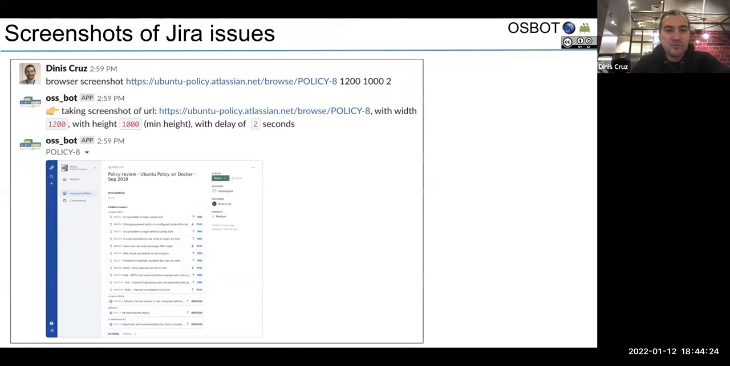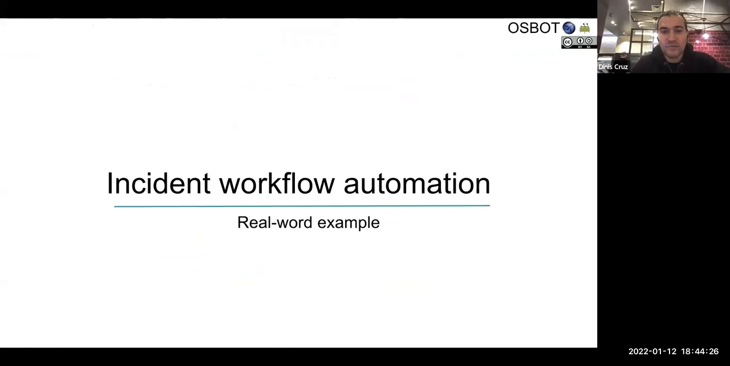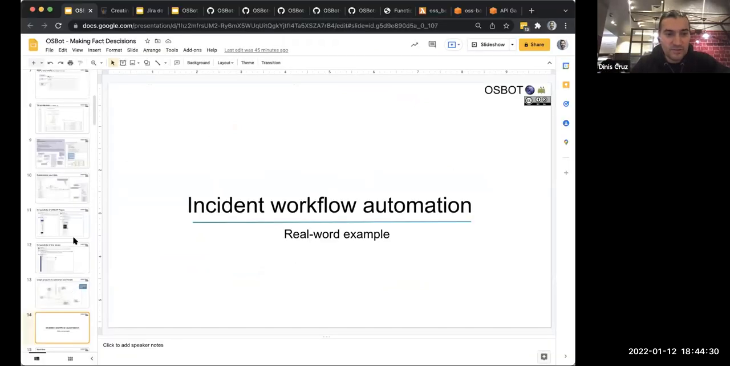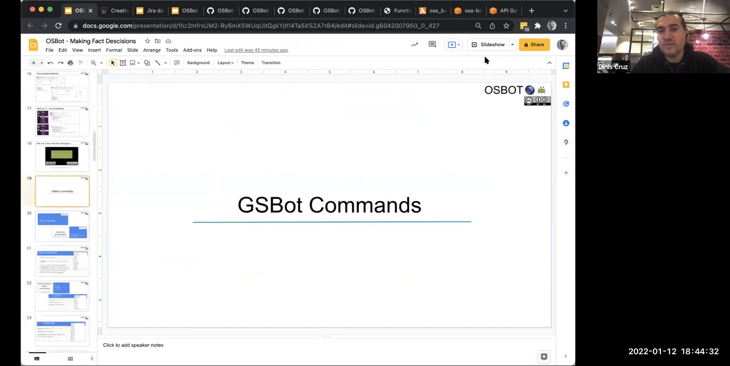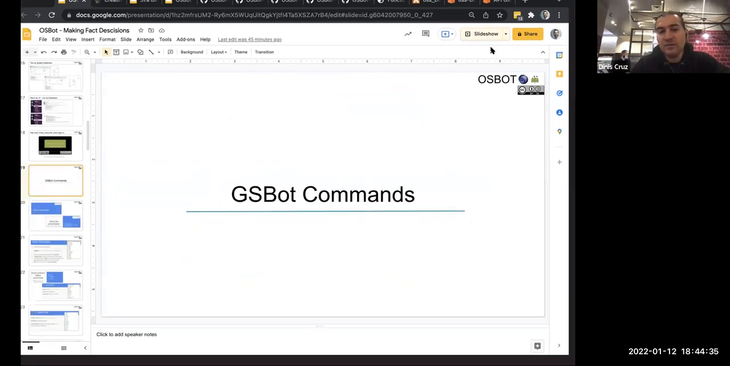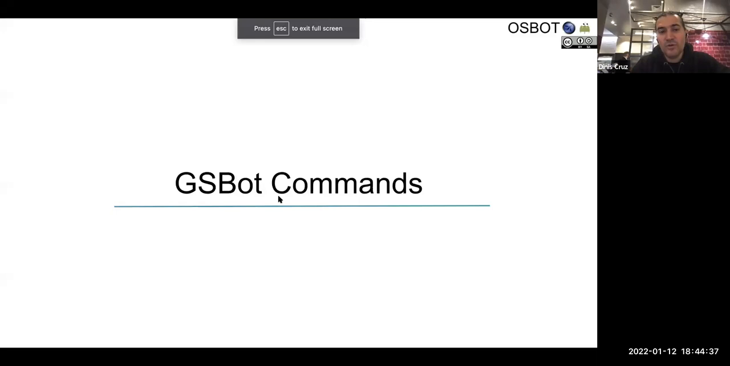I think I've shown this before. This is the graph of projects to outcomes. I think there are just a couple more little things I want to show. That's the incident response. Now this is just a couple of the commands that you can do with the bot.